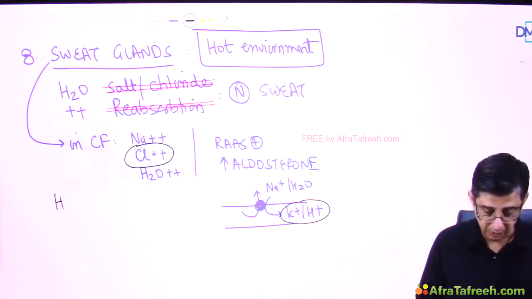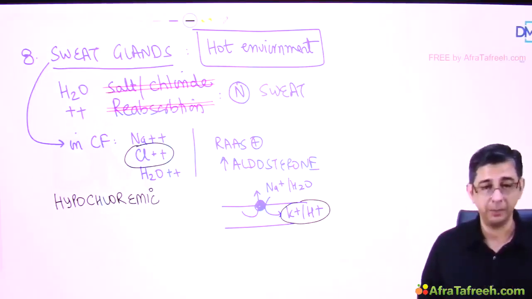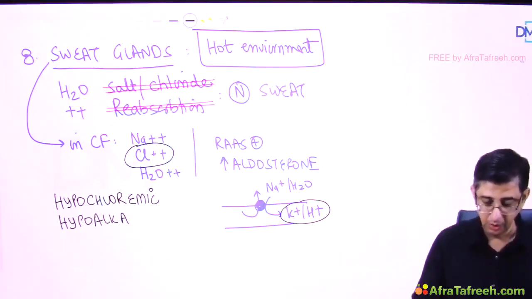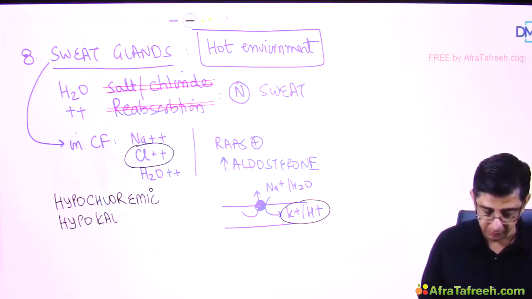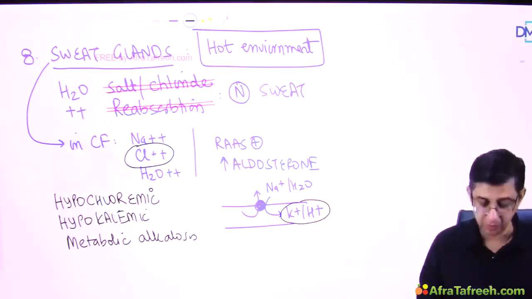The manifestation written in the multiple choice question will be written as hypochloremic. Why hypochloremic? Because there is more chloride content in the sweat. It is not reabsorbed like a normal one. The CFTR in the sweat gland is malfunctioning. The secondary hyperaldosteronism that occurs in this patient will result in development of hypokalemic, the exaggerated urinary loss of potassium, metabolic alkalosis. So remember this complete statement: hypochloremic metabolic alkalosis is a feature found in patients with cystic fibrosis, especially in a hot environment.